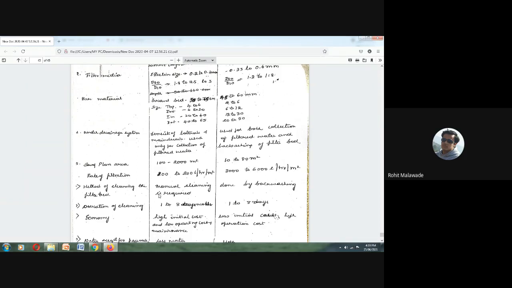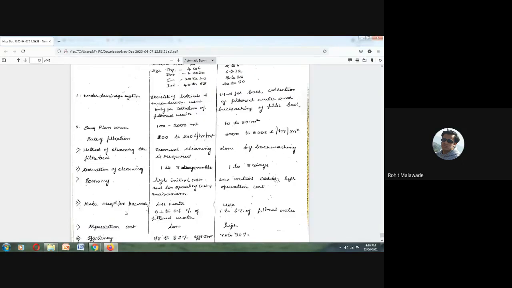Then the method of cleaning. As you know, your slow sand filter, we are going to clean manually, whereas your rapid sand filter, we are going to clean by backwashing. You already know this. Then the duration of cleaning: for the slow sand filter it is 1 to 3 months, and here for the rapid sand filter it is 1 to 3 days.